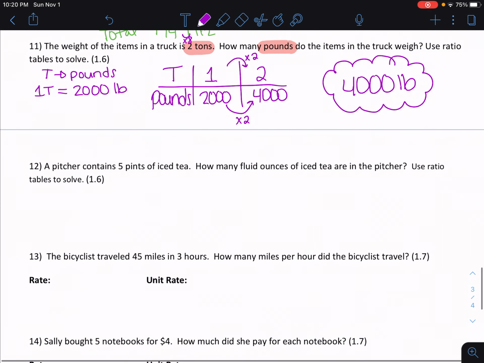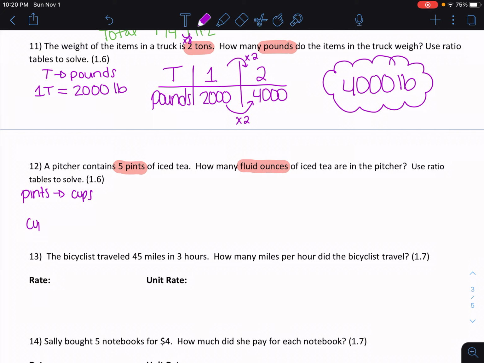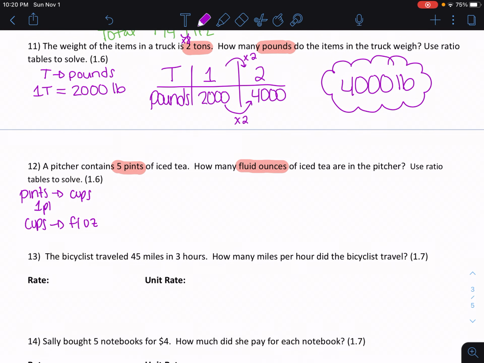Number 12 is also a unit conversion. We are going from 5 pints of iced tea to fluid ounces. When you look at your unit conversion tables, pints are connected to cups. And cups are then connected to fluid ounces. In 1 pint, there are 2 cups. In 1 cup, there are 8 fluid ounces. So this one, I'm going to have 2 tables. I'm going to have 1 table that goes from pints to cups. And I'm going to have 1 table that goes from cups to fluid ounces.